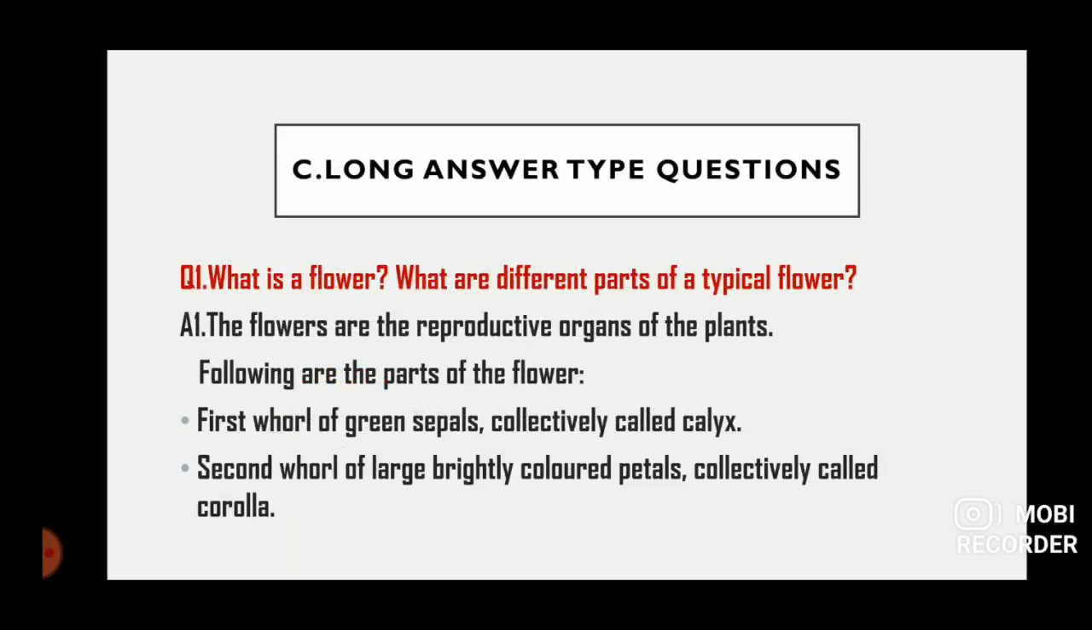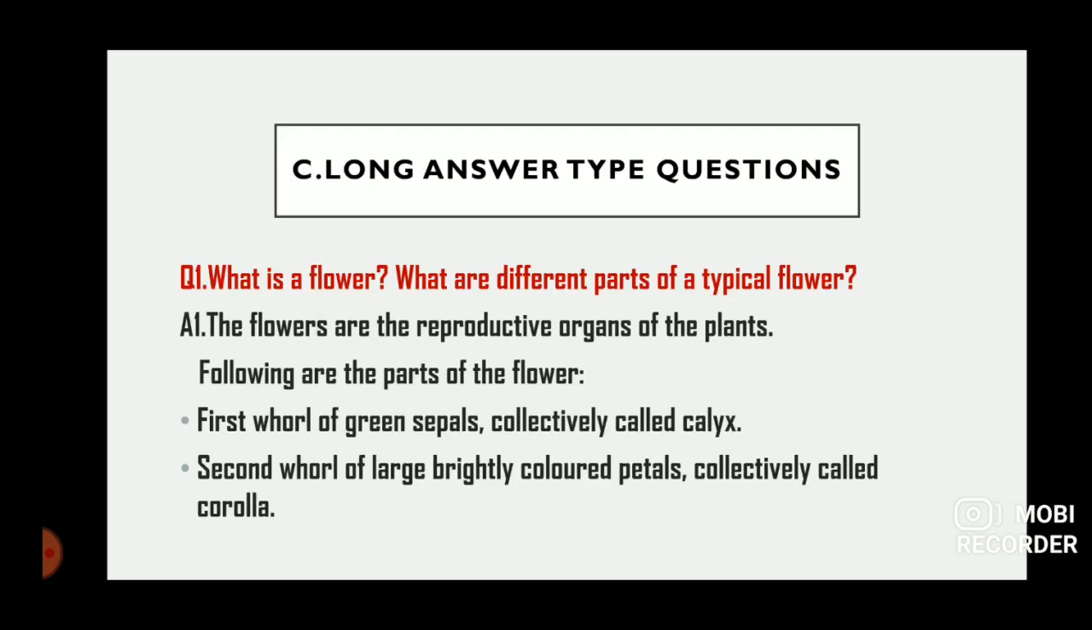Question number 1. What is a flower? What are different parts of a typical flower? Answer: the flowers are the reproductive organs of the plant. Following are the parts of the flower. First, whorl of green sepals collectively called calyx.